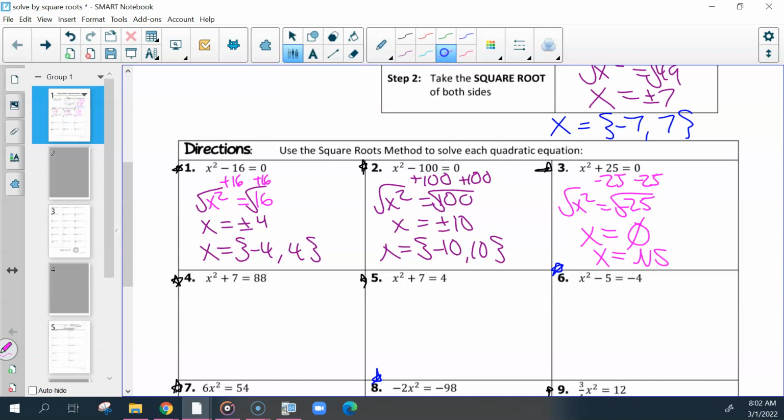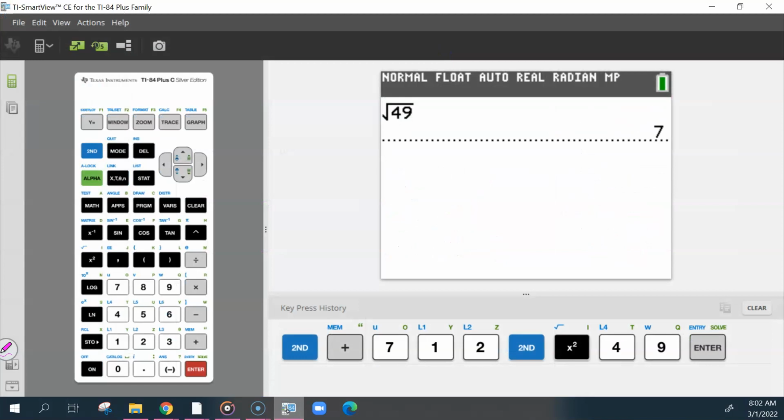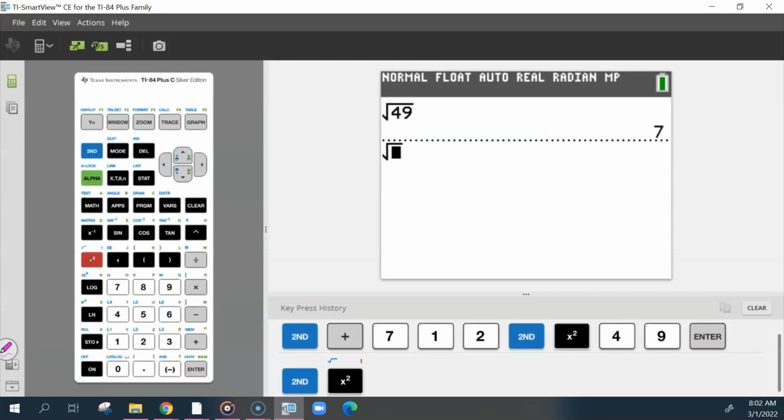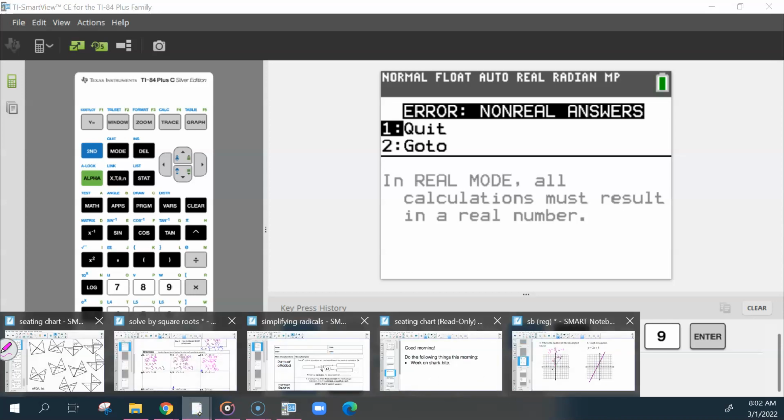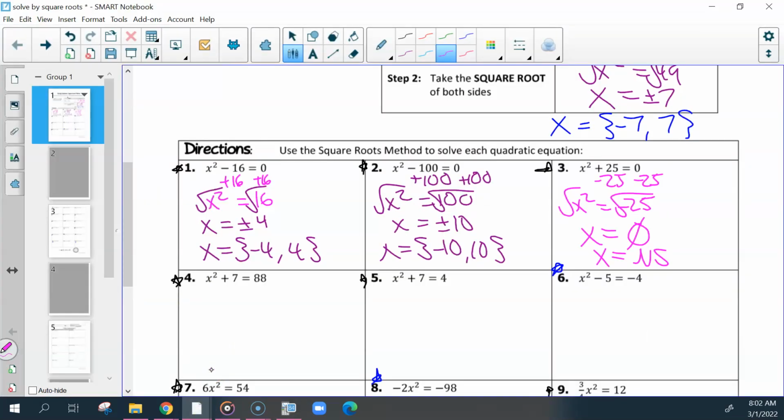We are not dealing with negatives underneath the square roots in this class. It is a thing, just not in this class. The square root, second x squared, the negative sign at the bottom, and then 25. So you would get an error.